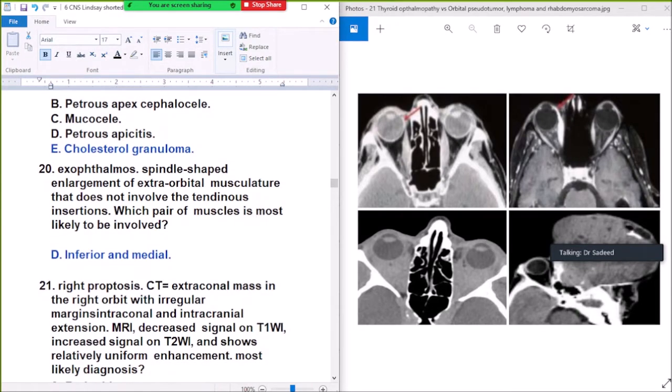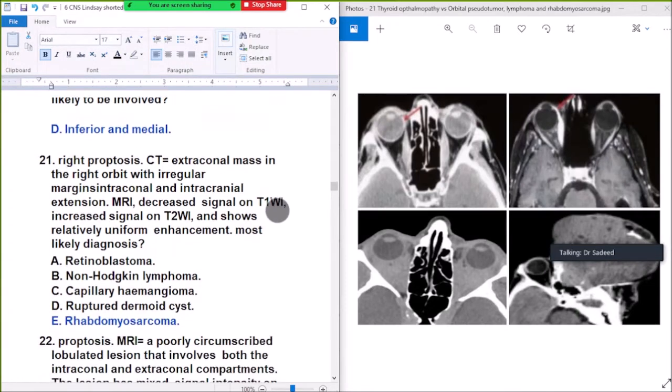Number 20. Exophthalmos, with spindle-shaped enlargement of the extraocular musculature that does not involve the tendon insertion. Which muscles are most likely involved? This is a case of thyroid ophthalmopathy, so I'm slow: the inferior and medial rectus muscles are most likely involved.